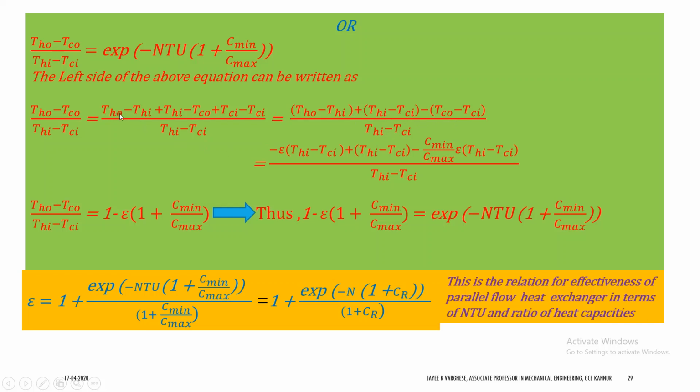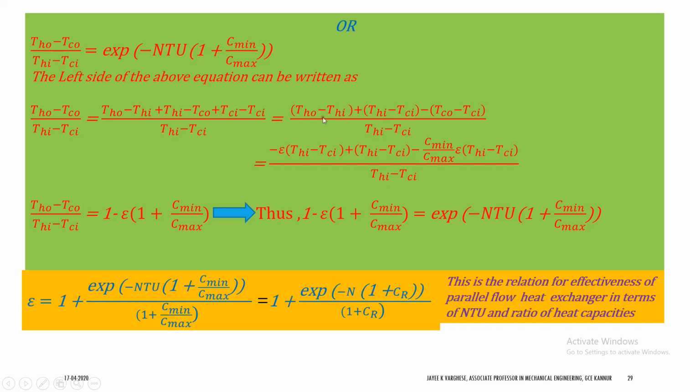That's the sole aim of doing this type of manipulation. So we will write THO minus THI plus THI minus TCI, this THI and this TCI, THI minus TCI, and minus TCO minus TCI. Why I write this minus is that TCO is greater than TCI, so I want a positive quantity inside the bracket. This should also be a positive quantity.